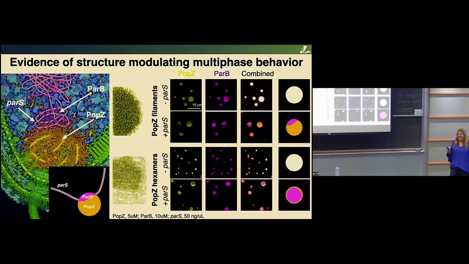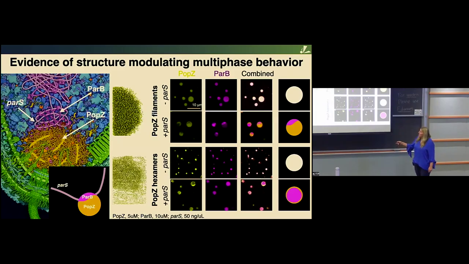And that's very interesting, again, because all the protein-protein interactions still happen. So PAR-B and DNA still bind, PAR-B and POB-Z still bind. But the ultrastructure of POB-Z changed in a way that now we get this very different multiphasic behavior. And what we think is that that's probably one of the reasons in the cell.